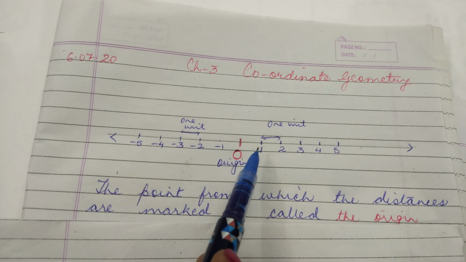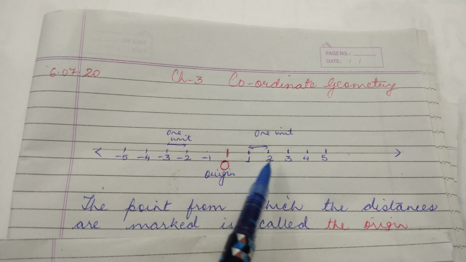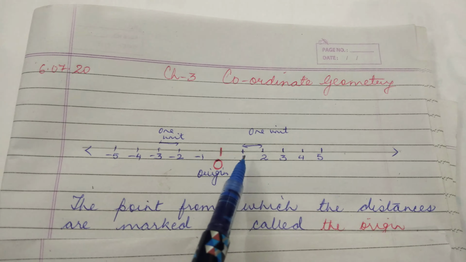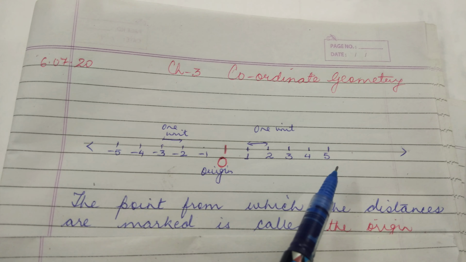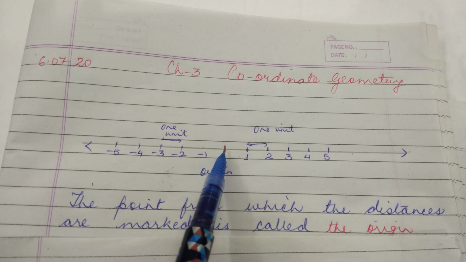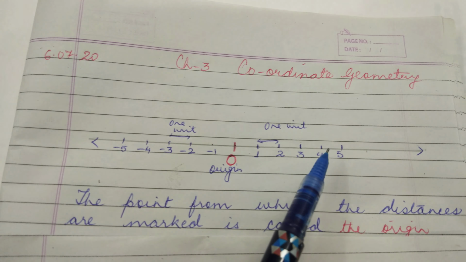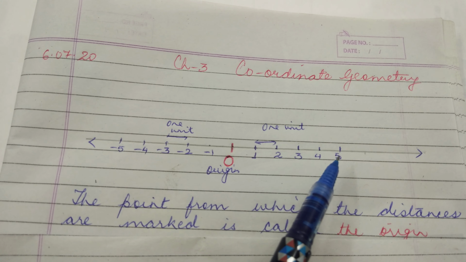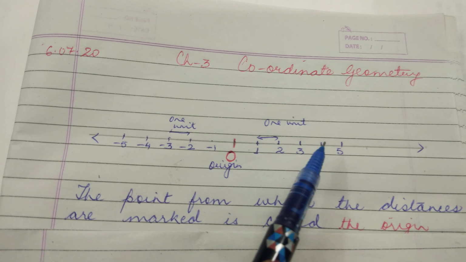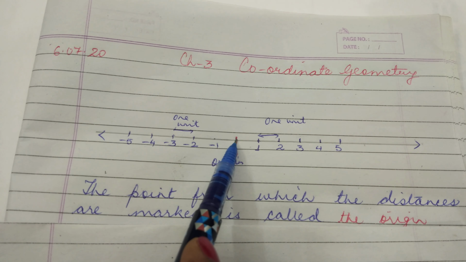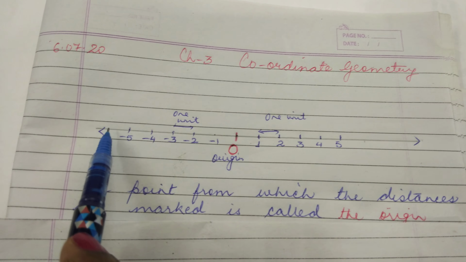We use the number line to represent a number by marking points on the line at equal distances. So whenever we mark a point, we always mark it at equal distances. The points in the positive direction, that is towards the right of the origin, are taken as positive, and the points towards the left of the origin are taken as negative.